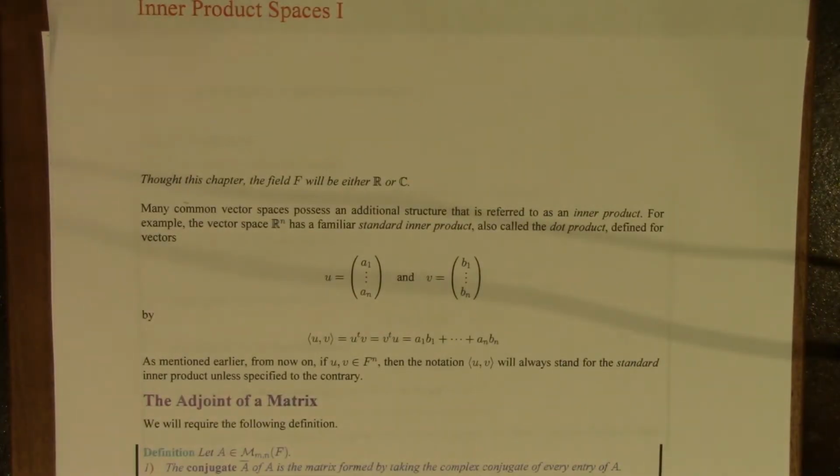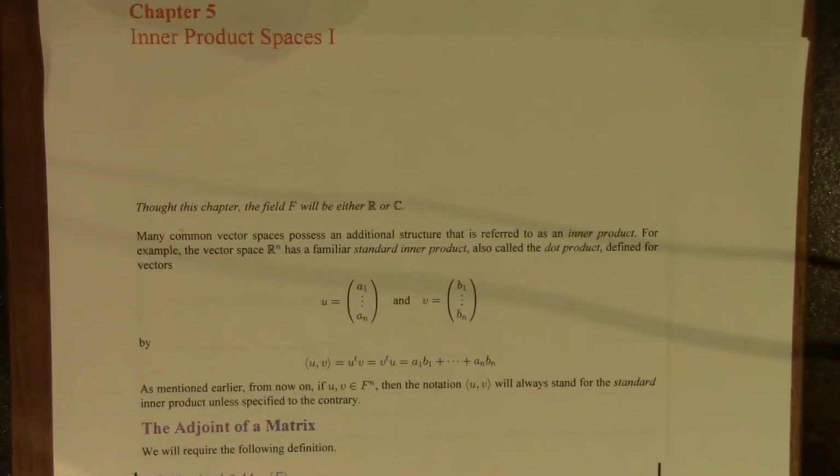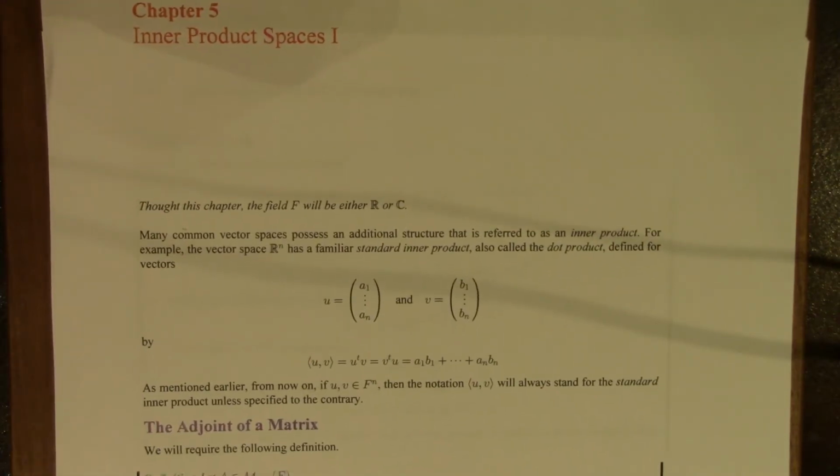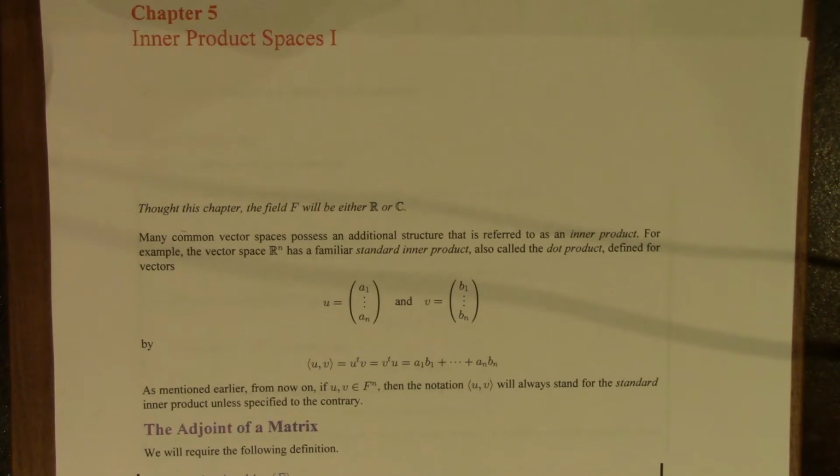We're now ready to discuss inner product spaces. Throughout this discussion, the field F will represent either the real field or the complex field. Many common vector spaces possess an additional structure that is referred to as an inner product.